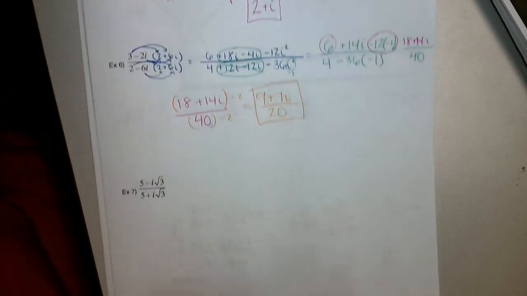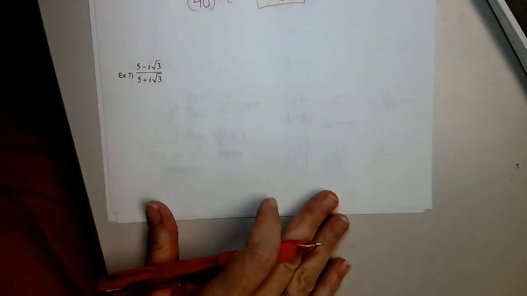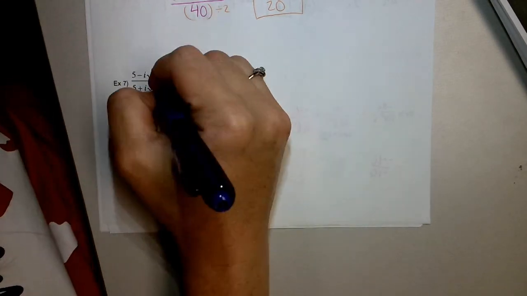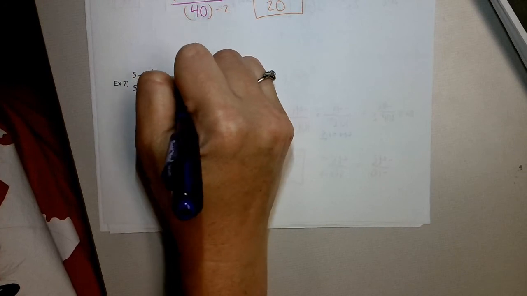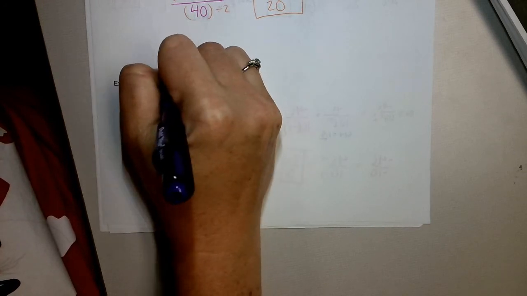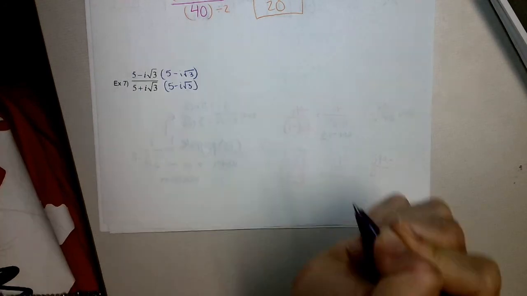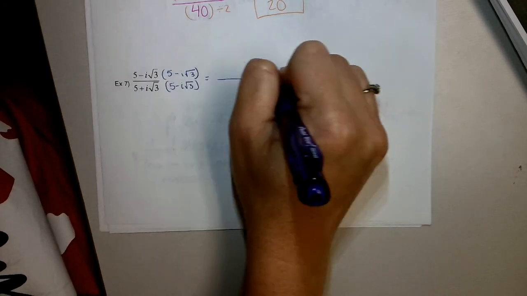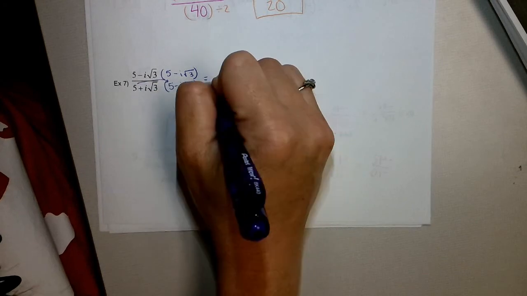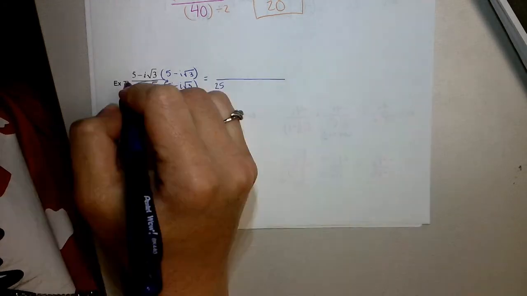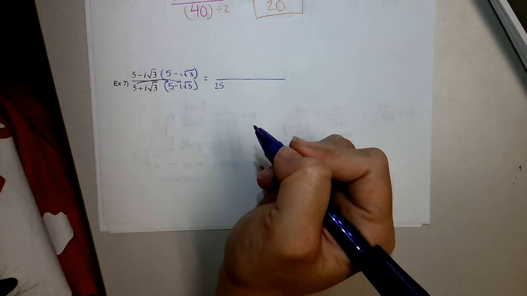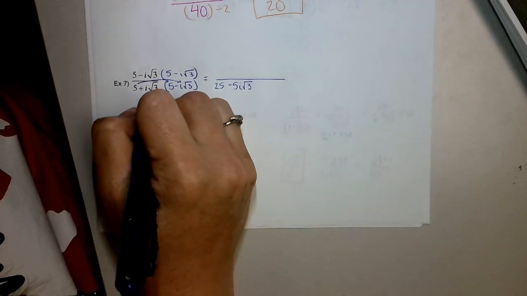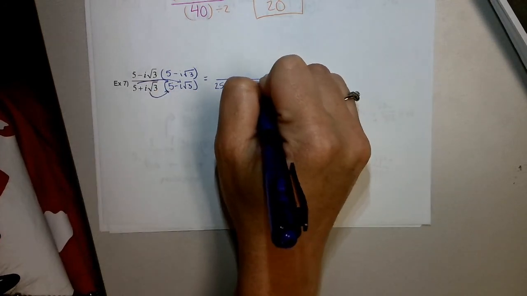Okay, let's look at example 7. So what am I going to multiply top and bottom by? 5 minus I square root 3. Five times 5 is 25. 5 times negative I square root 3 is negative 5I square root 3. Positive I square root 3 times 5 is positive 5I square root 3.